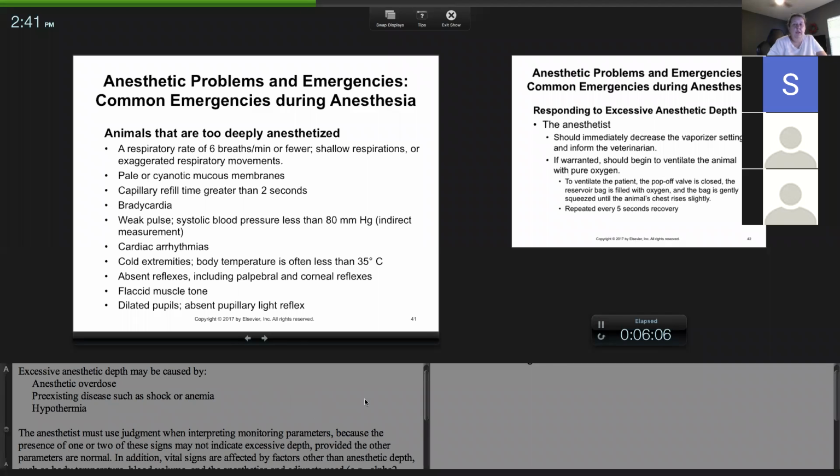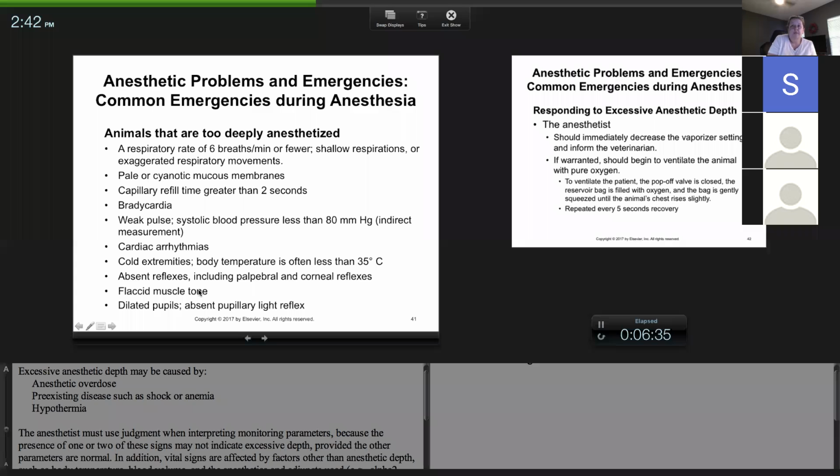But this is where we're getting no reflexes, no palpebral. Remember, corneal is where you actually touch the surface of the eye with a drop of saline or a moistened Q-tip. That's different than a palpebral. So palpebral is touching for a blink. Corneal is touching the cornea, or the surface of the eye.